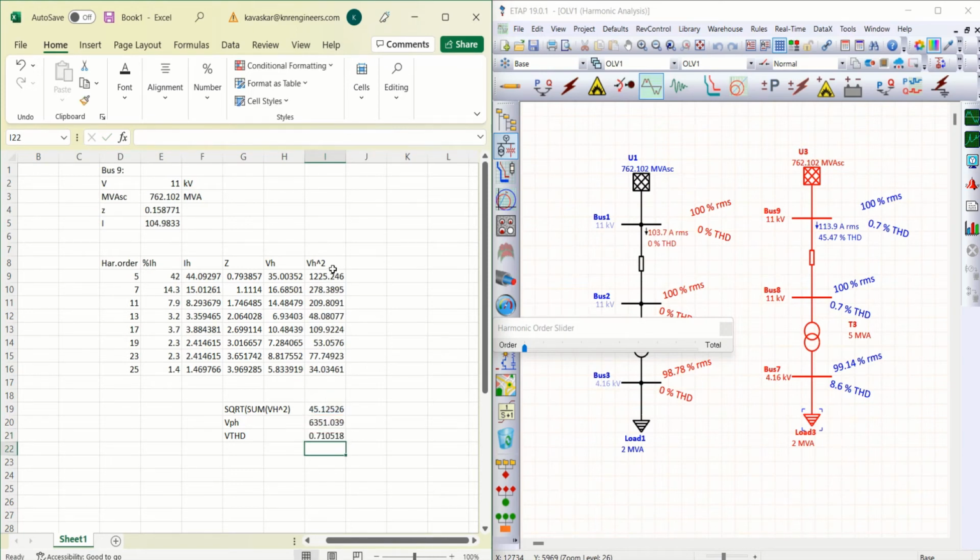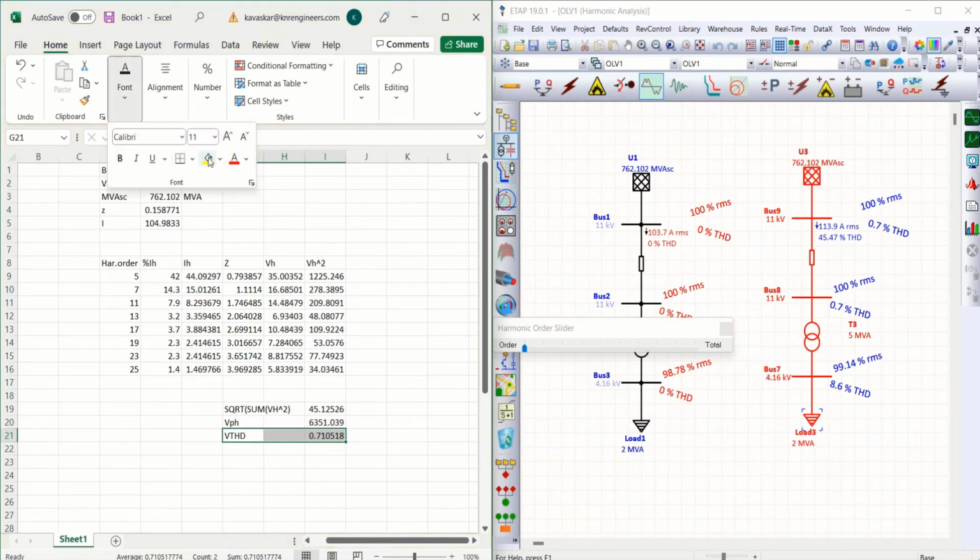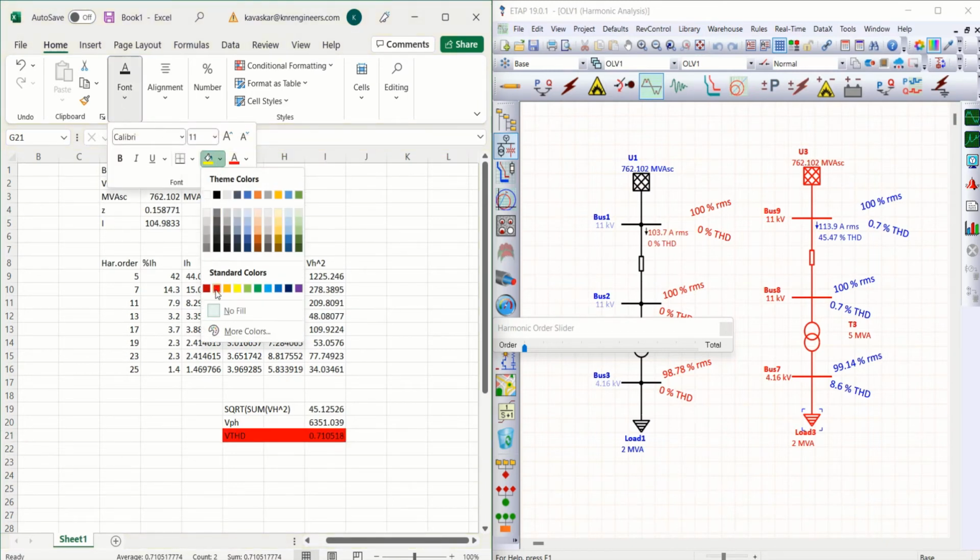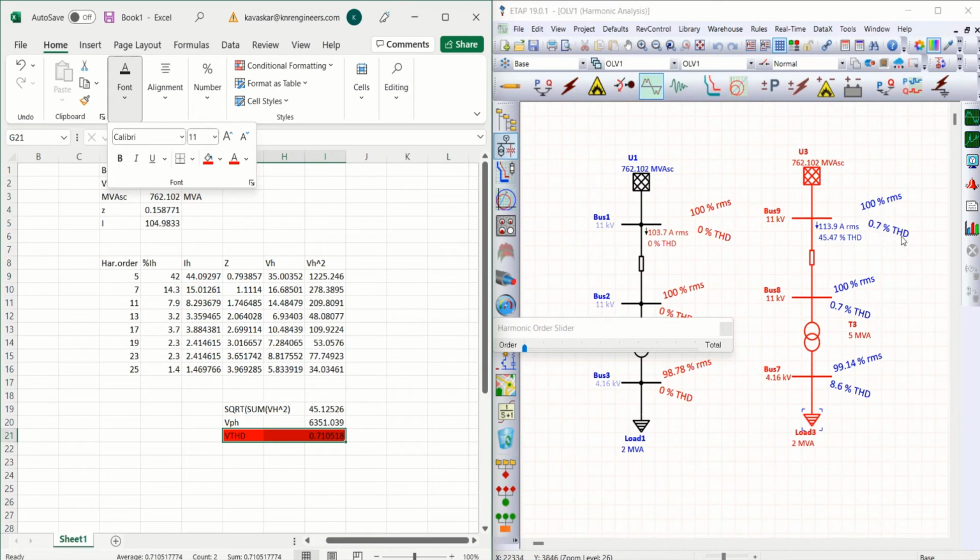Okay, now you could see my voltage THD is approximately close to this value. Here it is 0.7%. My calculation is 0.7105%. Okay, so this is what you need to verify here. Approximately these numbers are matching.